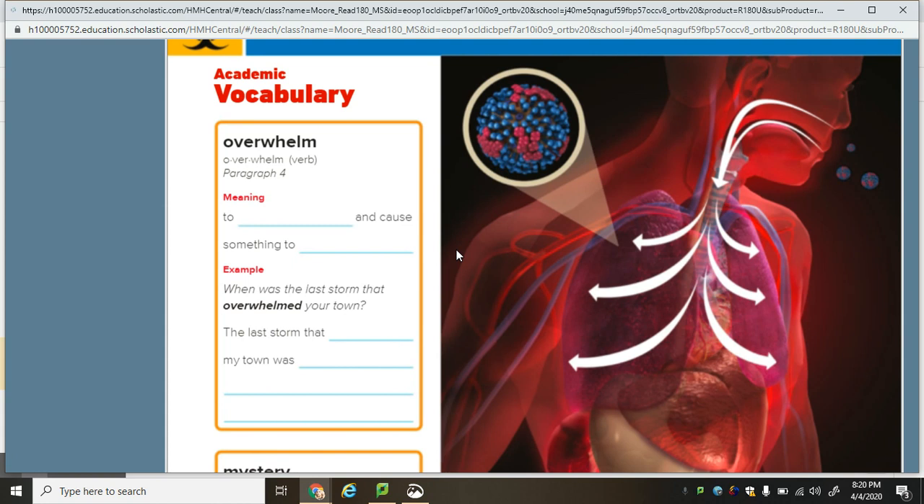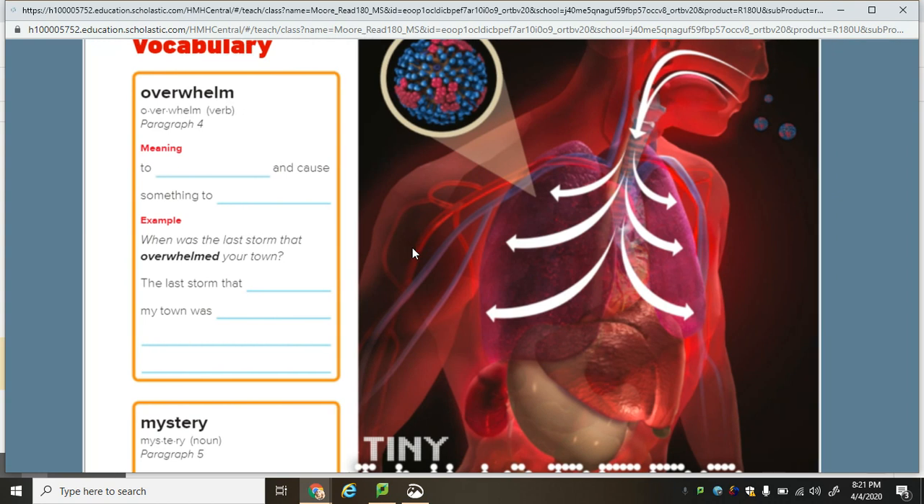And then that causes us to get sick. So if we were overwhelmed by this flu bug, if it comes into our body, it overwhelms our lung system because it goes from one cell to the next, and then it overwhelms by taking over the entire body. Okay? So it just means to take over and cause something to kind of self-destruct.